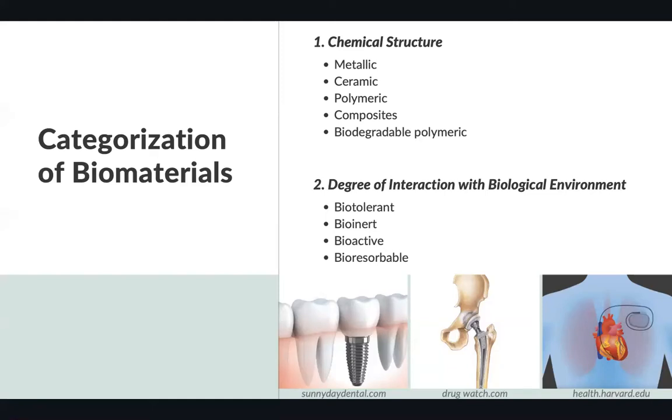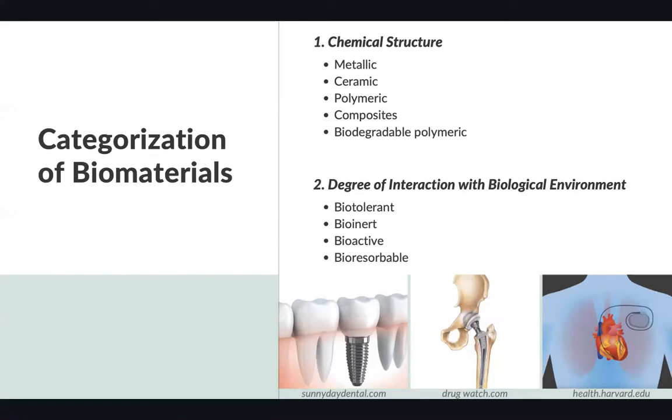Then our second set of categories are the degree of interaction with the biological environment. We have biotolerant materials. These materials are separated from surrounding bone or tissue by a layer that is typically induced by the implant releasing monomers, ions, or corrosion products. Almost all synthetic polymers and most metals are in this category. So these materials are tolerated by the body, but they're not necessarily inert.